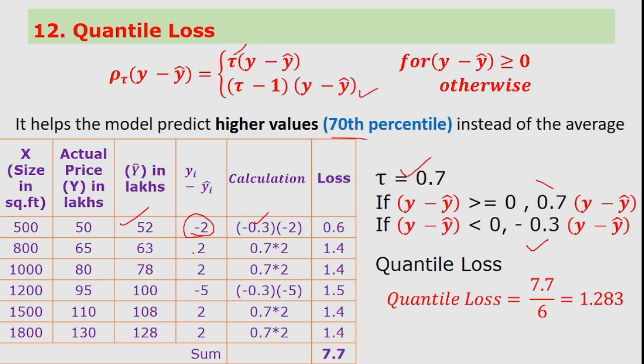In the same way, look at the second value, it is positive, so we are going with the first equation, that is 0.7 into 2, you will get 1.4. In the same way for the third case, 0.7 into 2, you will get 1.4. And for the fourth case, it is a negative value, minus 0.3 into minus 5, you will get 1.5. This is how you need to calculate the losses, and you need to sum all those losses in order to calculate the quantile loss. If you sum all those values, you will get 7.7. Divided by 6, your quantile loss will be 1.283.